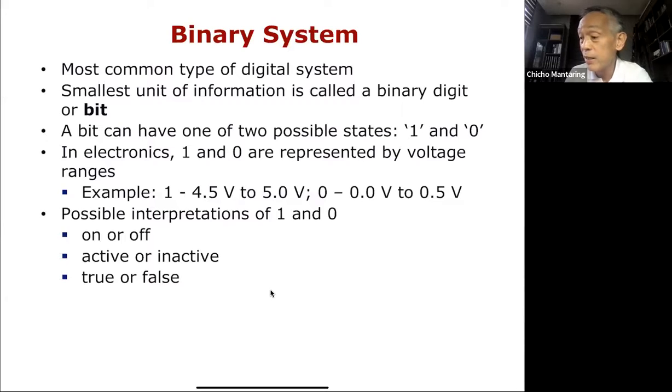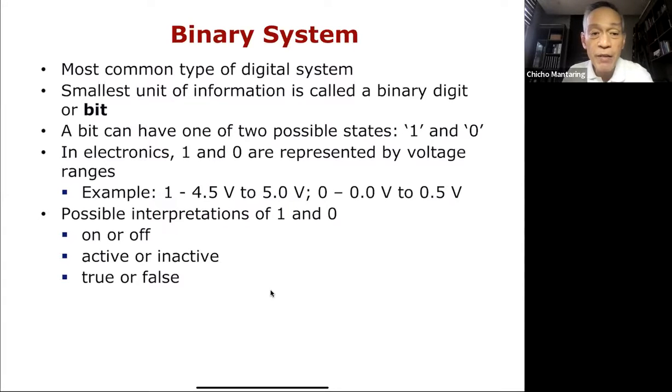And in electronics, 1 and 0 are represented by voltage ranges. So for example, for my 1, I can say any voltage between 4.5 volts and 5 volts is a 1, and any voltage between 0 and 0.5 volts is a 0. So I use voltage ranges to represent 1 or 0.